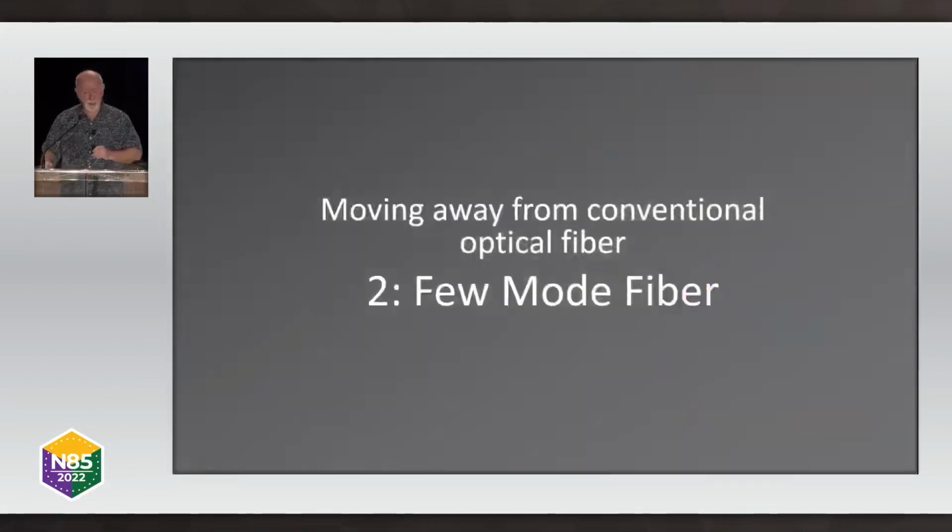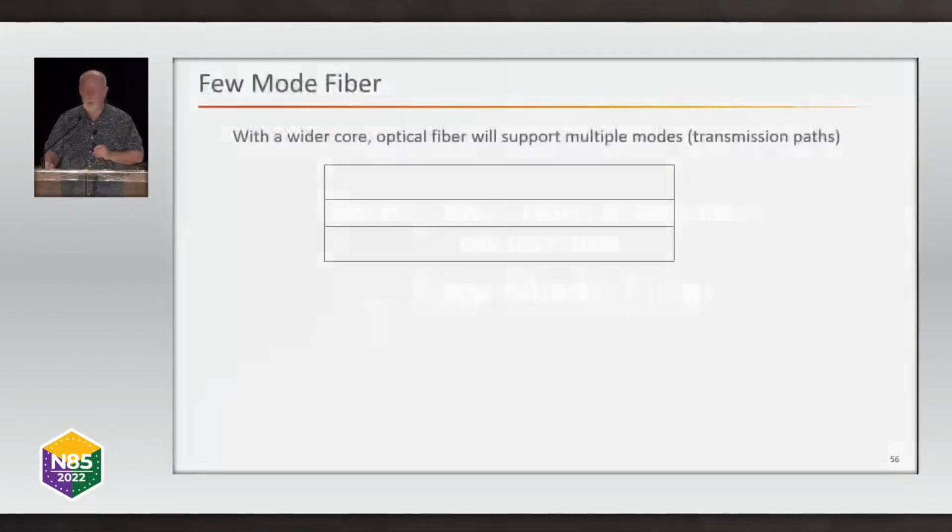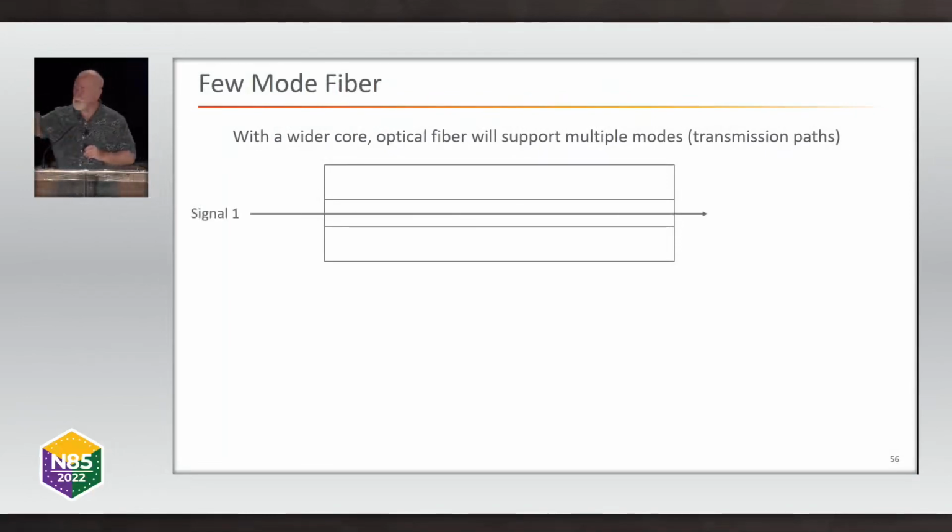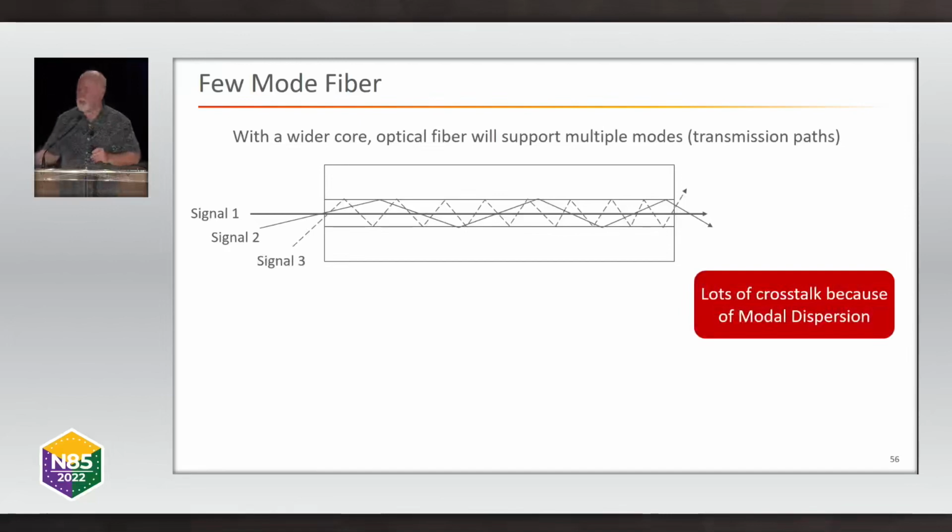Well, maybe. So let's move on to another approach, which is few mode fiber. Remember I said that normal optical fiber is single mode, but if we make the core of the fiber a little bit wider, instead of there just being room for one mode, we may have room for multiple modes. These modes take different path lengths along the fiber, and one of the problems is that you'll end up with lots of crosstalk between these modes because of modal dispersion, and you have to figure out how to unscramble these signals. But we can do it.